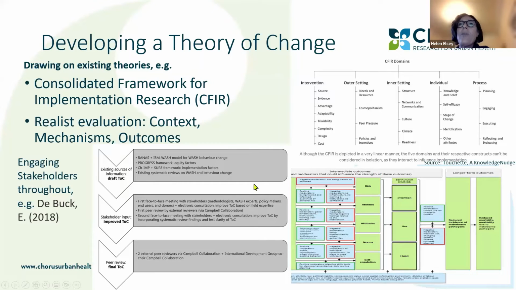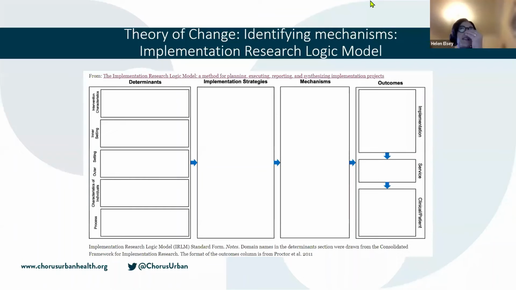And how the intervention leads to more intermediate outcomes and then longer term outcomes. So this is an example of a blank theory of change that you could use as a template. This is the implementation research logic model from a paper by Proctor, which is used really widely to clarify the theory of change around your health system, around your intervention. But again, stressing, not necessarily on the wider health systems one.